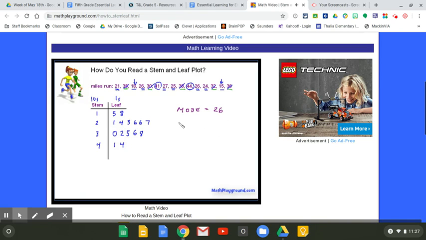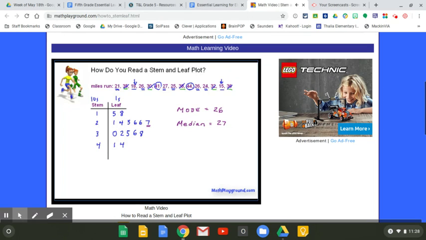We can also easily find the median. That's the middle point of our data. If you count up all the leaves, you would find that there are 15 leaves. The median would be the middle value, which would be the 8th number. So let's count. 1, 2, 3, 4, 5, 6, 7, 8. 27 is the middle value. So that's our median.